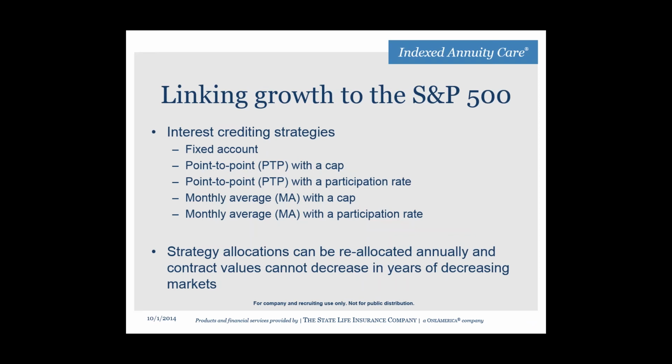Then we have an annual point-to-point, and you either choose a cap or a participation rate. And then we have a monthly average with a cap or participation rate. Really basic stuff. You could do 20% into each strategy, including the fixed account. You could do 25% into each strategy and not do the fixed account. However you so choose, and each year you can reevaluate that and change that up, okay?